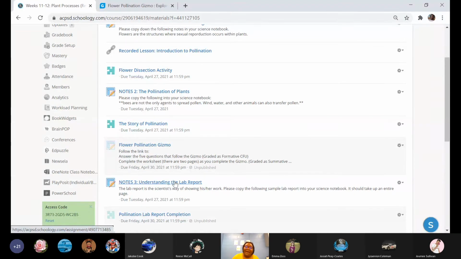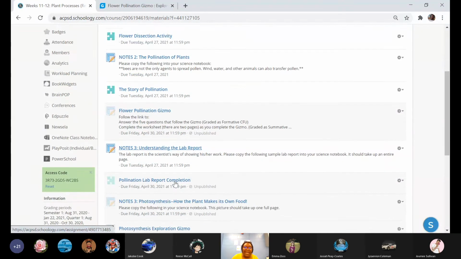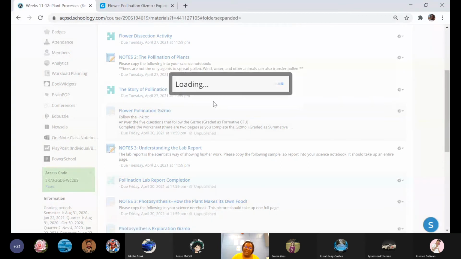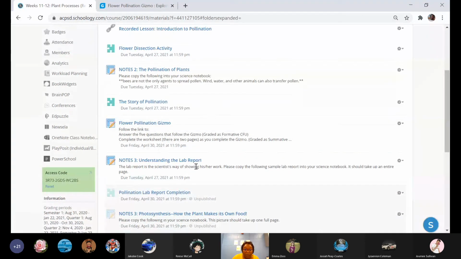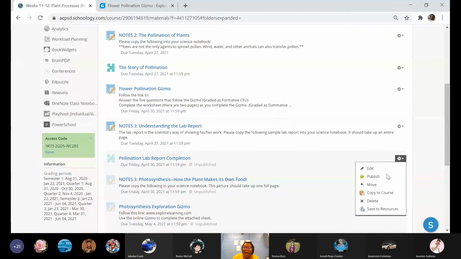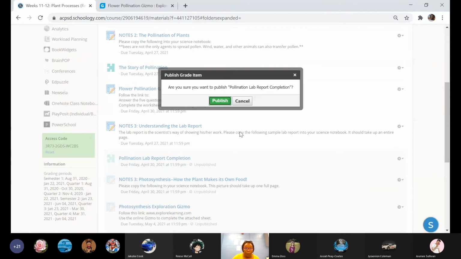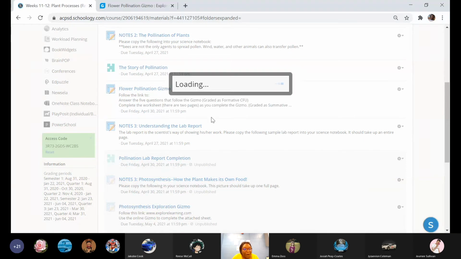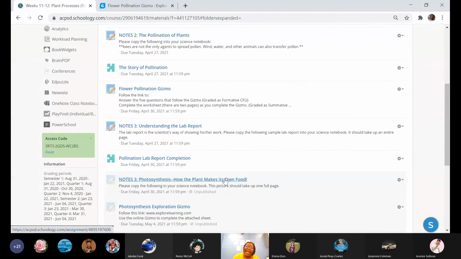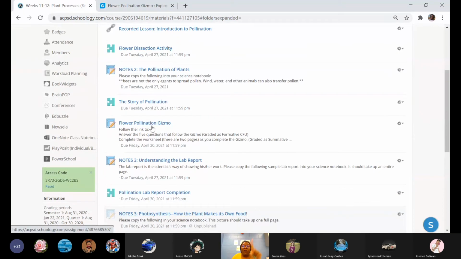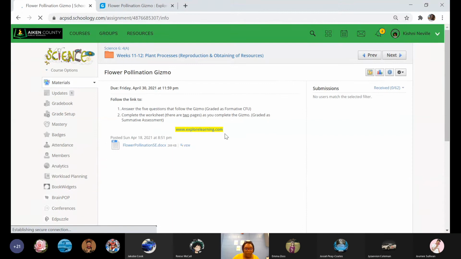Now, the two assignments that you're going to be working on today that I'm going to make published to you now are the flower pollination gizmo and the Pollination Lab Report. This will be your first experience with a lab report. Let's look first at what you're supposed to do with the flower pollination gizmo.